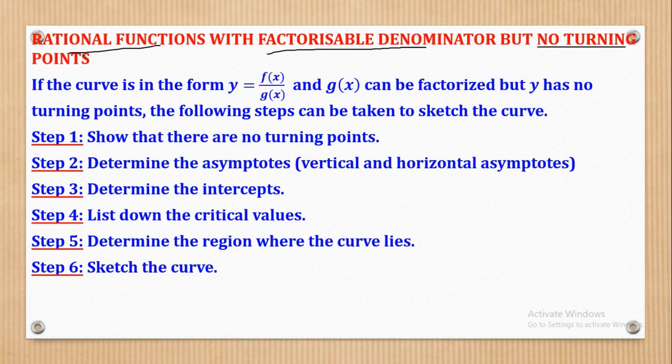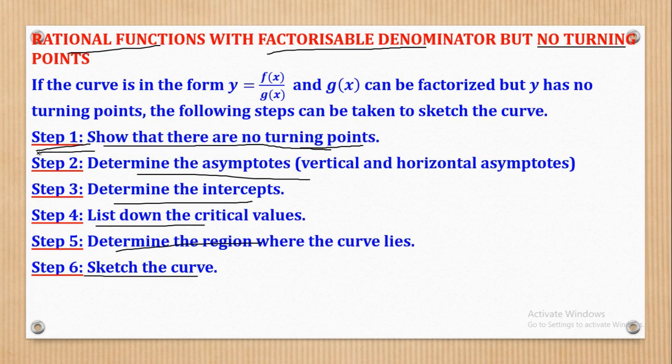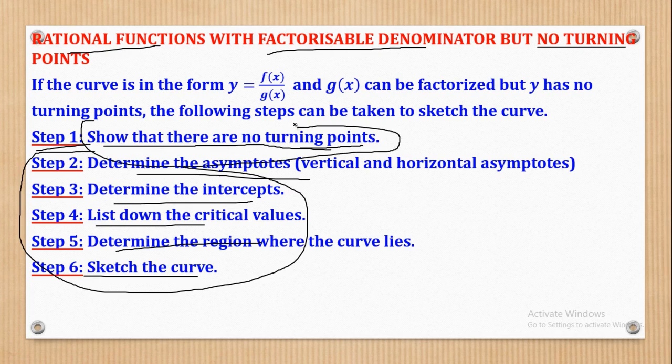So in such functions, these are the steps to take. One is to show that there is no turning point. So instead of getting turning points, you have to show that there's no turning point. Two, determine the asymptotes, vertical and horizontal. Three, determine the intercepts. Four, list the critical values. Five, determine the region where the curve lies. And six, sketch the curve. So all these ones, you already know them. The only new part is step one, where you have to show that there's no turning point.